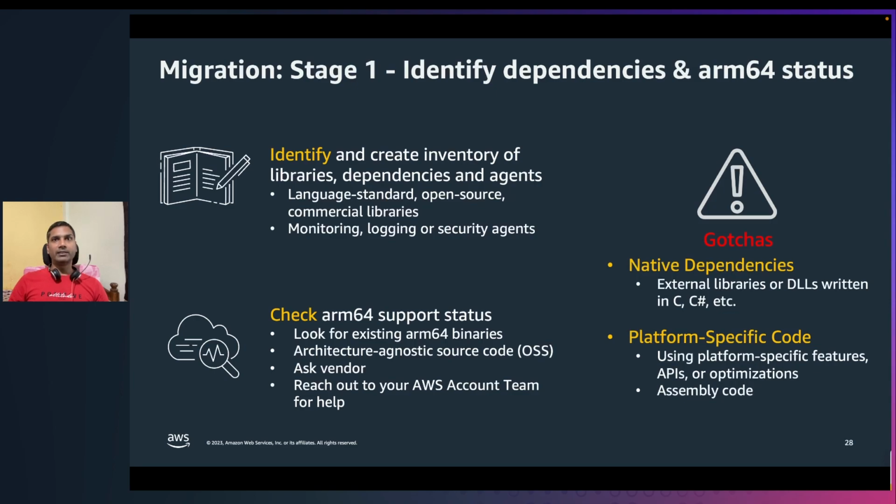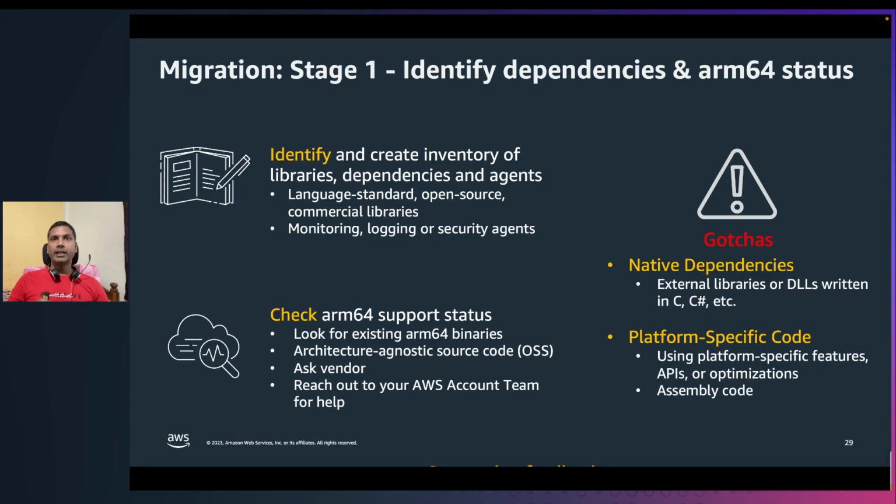While identifying dependencies, there are two common gotchas that you should be aware of. One is native dependencies, which are external libraries or DLLs that may be written in C# or other lower level languages like C or C++. Porting these generally requires recompilation of the library if there is not any available already. Second is platform specific code, like libraries written in assembly. Porting these is more involved and requires a rewrite of the library if there is not any available already. But the good thing is these are not very common.